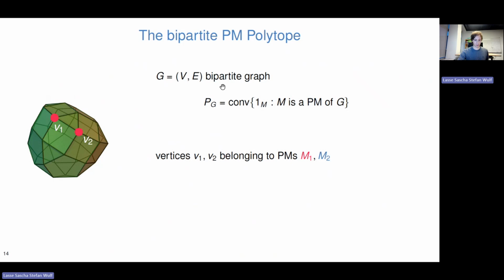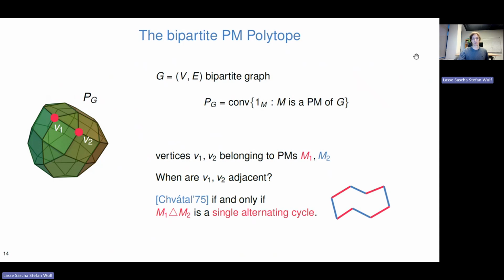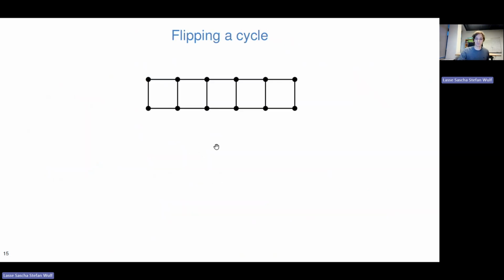So we first need to understand, given two vertices on this polytope, when it is the case that these two vertices are neighbors. It turns out, and this is well known, that these two vertices are neighbors if and only if the symmetric difference is a single alternating cycle. In general, the symmetric difference could be multiple alternating cycles. If the symmetric difference of the two perfect matchings is a single alternating cycle, then and only then these two vertices are neighbors on the polytope. This is a well-known fact, proven by Chvátal.